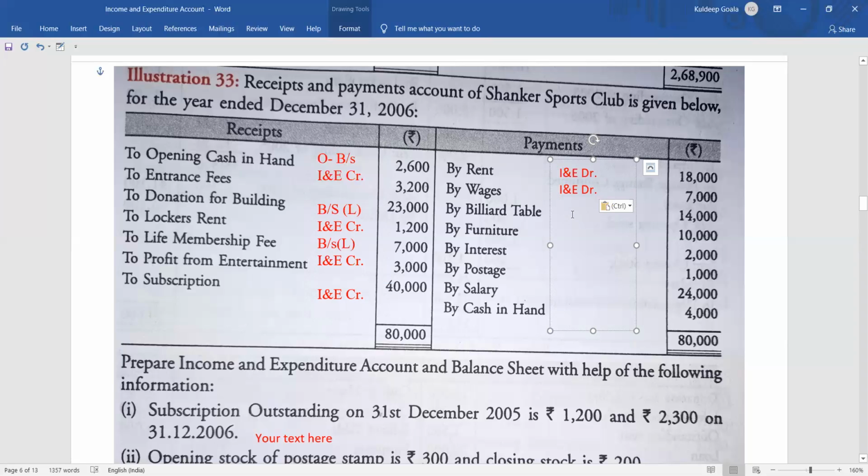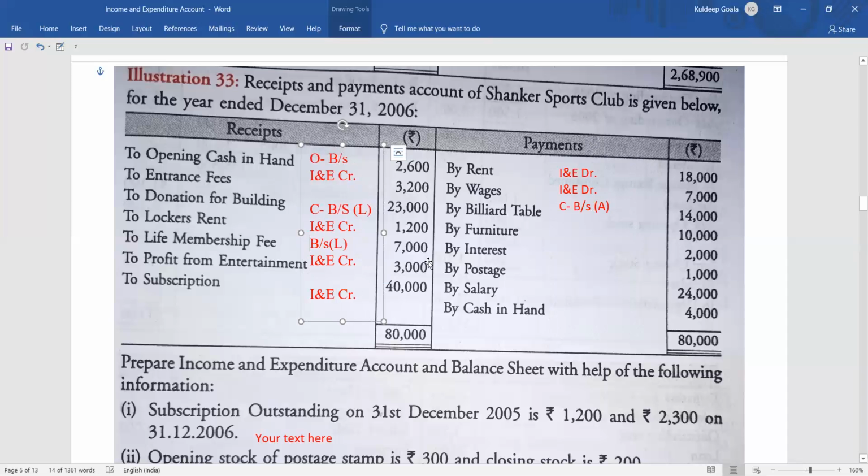Then moving to the next one, billiard table. Billiard table is the asset of the NPO, or the club. So this will come in the closing balance sheet asset side, right? Here also, I'll just mention this donation for building will come in the closing balance sheet, as well as this life membership fees will come in the closing balance sheet. Fine.